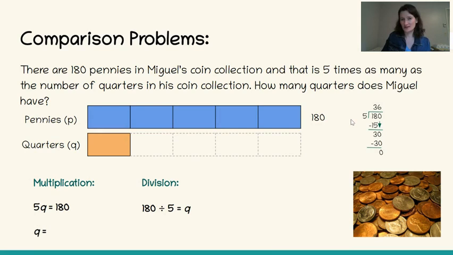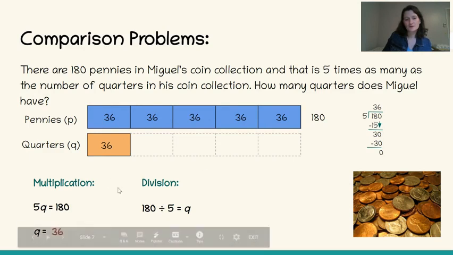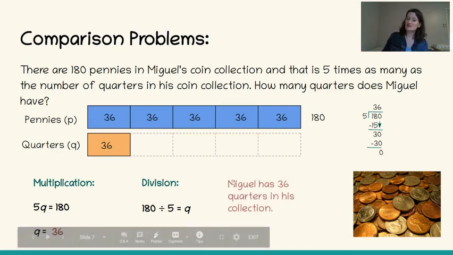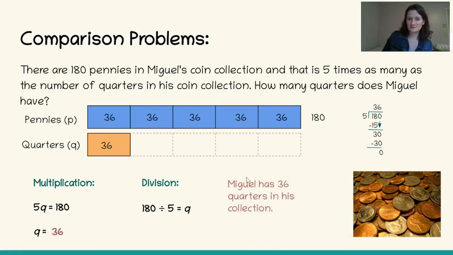So I used the digit by digit method and I divided 180 by 5. You can see all the steps that I worked through here. And my final answer, my quotient, was 36. So that tells me that Miguel has 36 quarters, which must mean that if I split 180 into 5 groups, each of those 5 groups has 36. So q, or number of quarters, is 36. Miguel has 36 quarters in his collection.